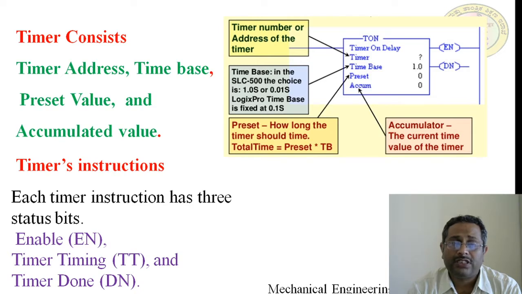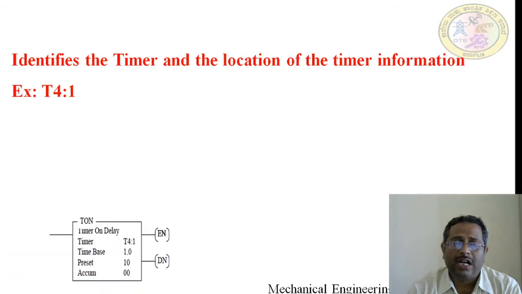First, we will see the timer address and how to represent it in a ladder diagram. The timer address identifies the timer and the location of the timer information. For example, to represent a timer we use T4:1. Here T4 gives the timer address, identifying which timer we are using and its location. T represents timer, 4 represents the location in the PLC, the colon is a separator, and 1 represents the number of the timer we are using in a particular ladder diagram.